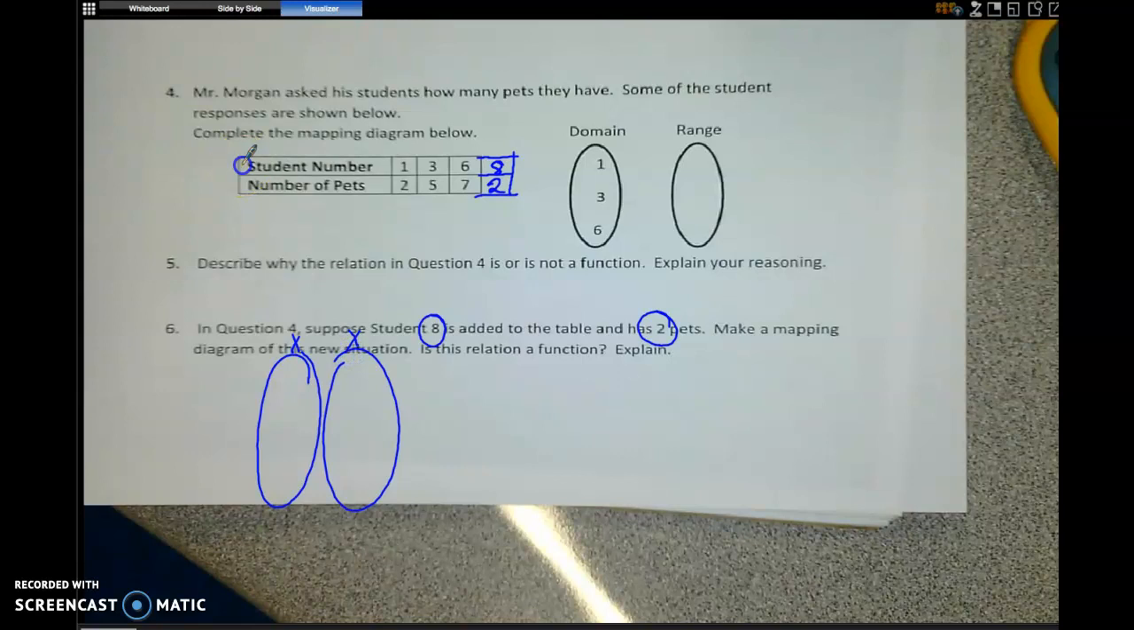You need to put all of your X's in, and you need to put all of your Y's. Remember, if it's a duplicate number in the Y's, like you'll have right here and right here, only list it one time. Finish your mapping diagram and then decide, is this relationship a function?